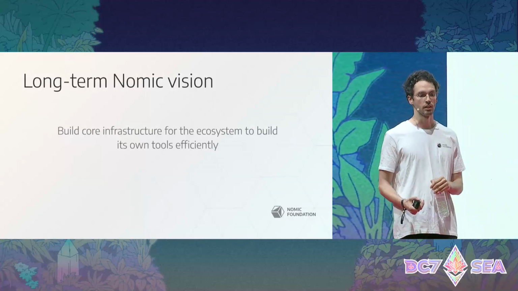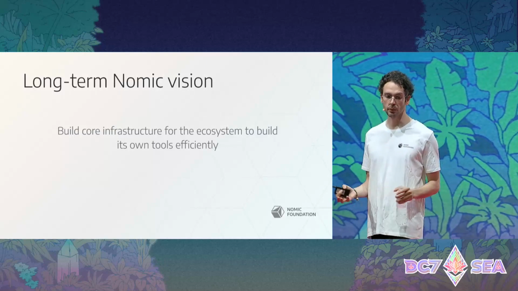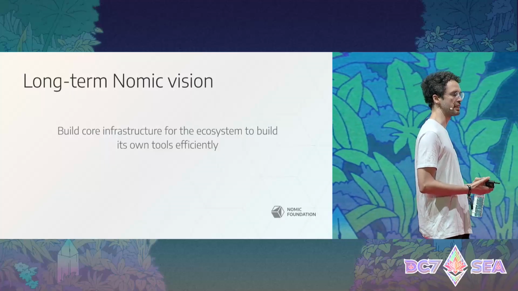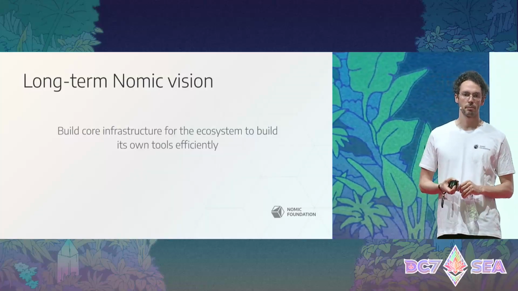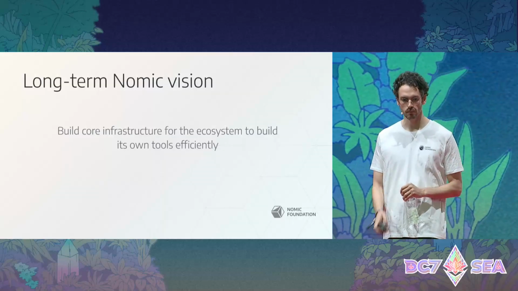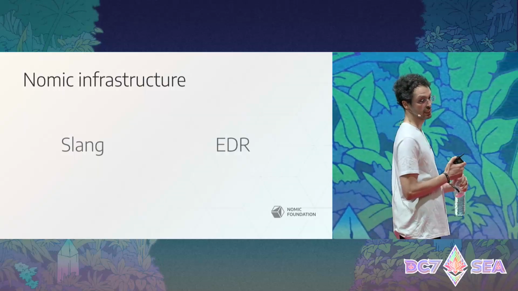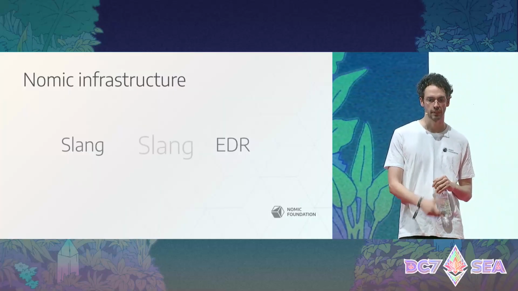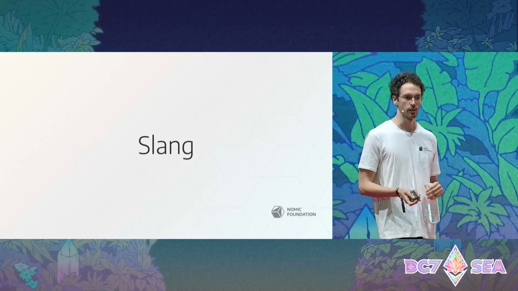So instead, at Nomic, our long-term vision is to build the core pieces of infrastructure that would enable the ecosystem itself to build its own tooling and do it efficiently, and at the same time, doing it from an independent non-profit that has clear Ethereum-aligned incentives. Which are these pieces of infrastructure? There are two. One is called Slang, and the other one is EDR, for Ethereum Development Runtime. Slang is a Solidity compiler as a set of APIs focused on tooling.